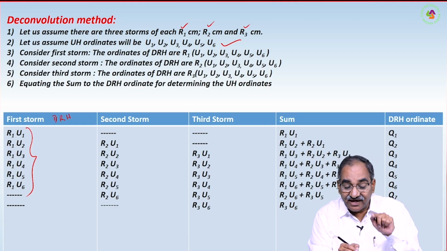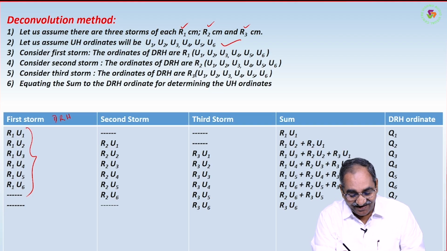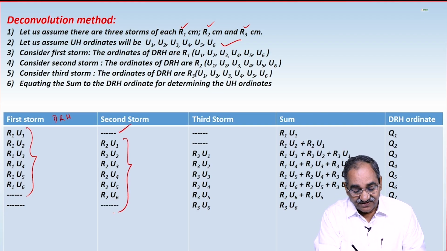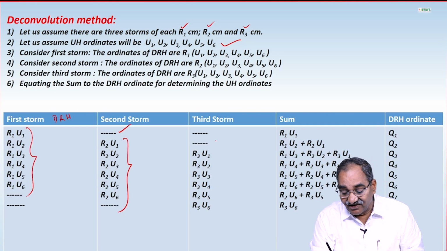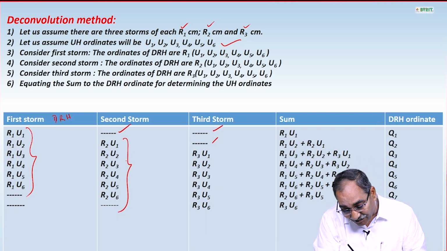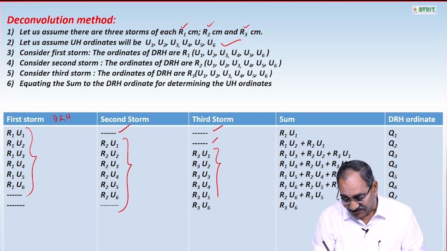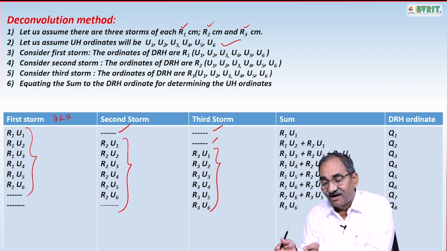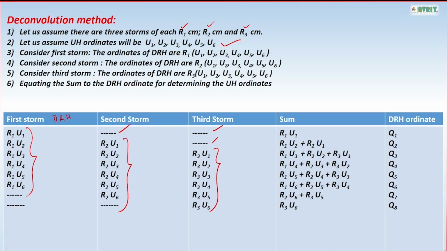And the second term occurs how much later? After 3 hours. So that's why first I put it, the same reproduced. The second one is R2 into. The third one, again after the completion of the second term. Now sum it and equate it to the complex term hydrograph which is given. Find out what is U1, what is U2. That is the solution.